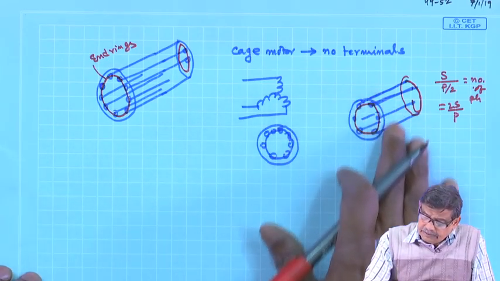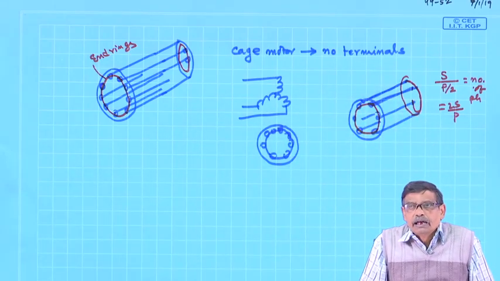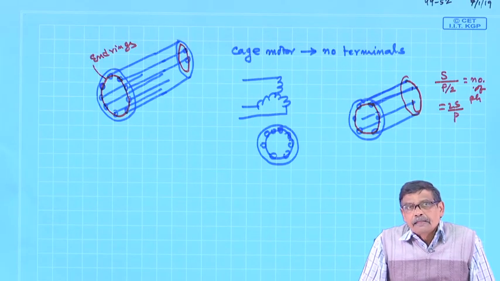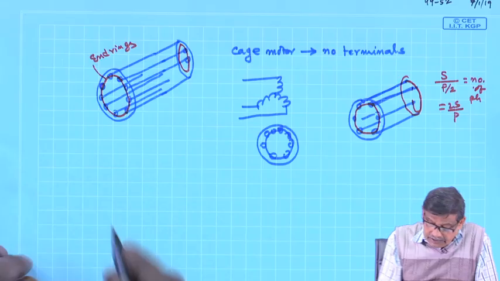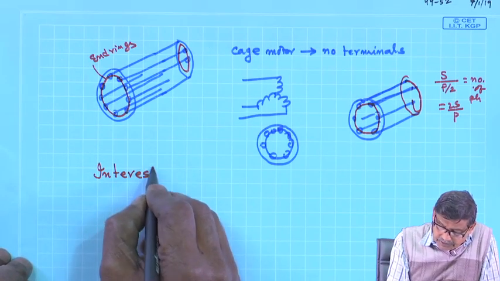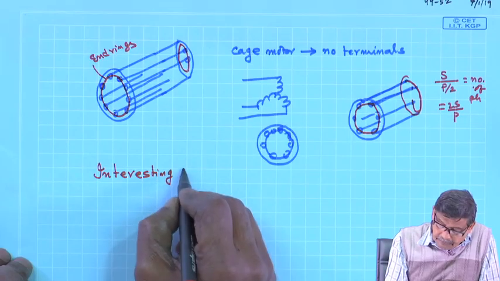Nonetheless, this cage induction motor has another interesting property, that is, the thing that if your rotor, interesting property, let me write, those are obvious, interesting property.